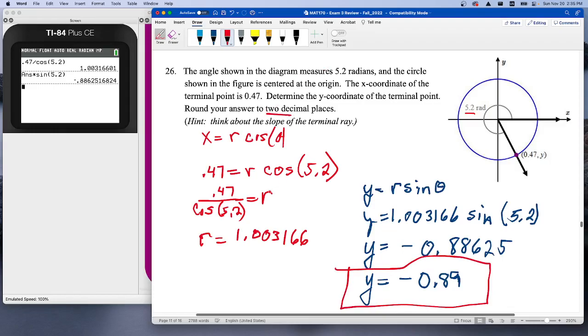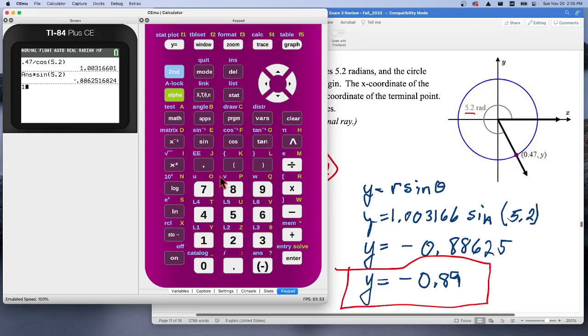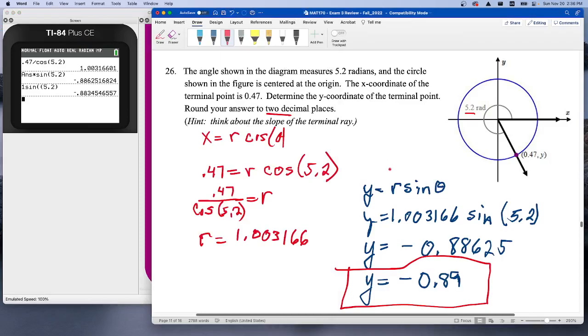The key part is you don't want to round to 2 decimal places until the last step. If we hadn't used the radius, let me just show you what we would have got. We would have got 1 times the sine of 5.2. And so then we would have had 0.88, which might have been one of the answers, but by rounding early we're off a little bit, enough that it would give us an incorrect answer. So just make sure you round at the very end as we go through.